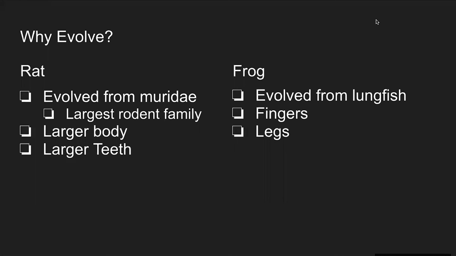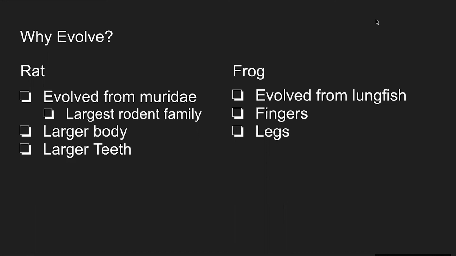So why would these organisms evolve? At least for the rats, rodents are believed to have originated in Asia, and rats are believed to have evolved from Muridae. They are the largest rodent and mammal family, holding 1,383 species of rodents.